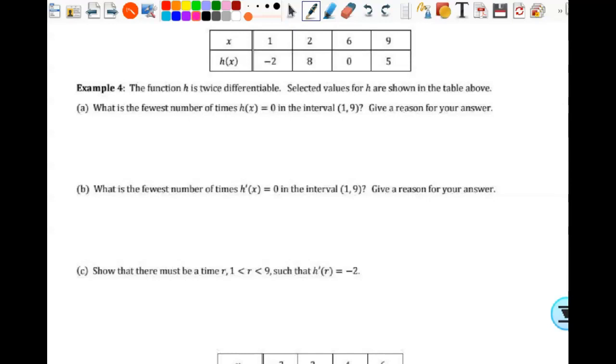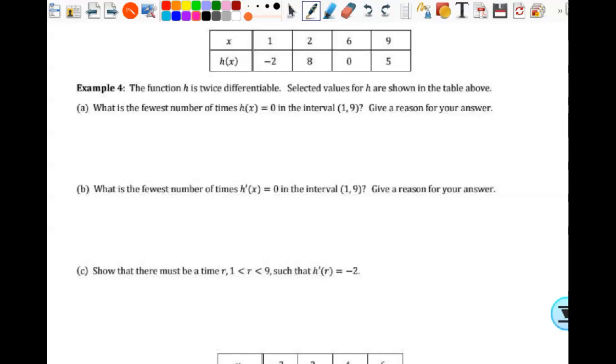Okay, so read example 4, and then read A and B. And tell me, are they the exact same thing? No. Okay. All right, so A says, what is the fewest number of times that h of x equals 0 in the interval from 1 to 9? Give a reason for your answer. Okay, so first of all, would A be IVT or MVT? What do you think?